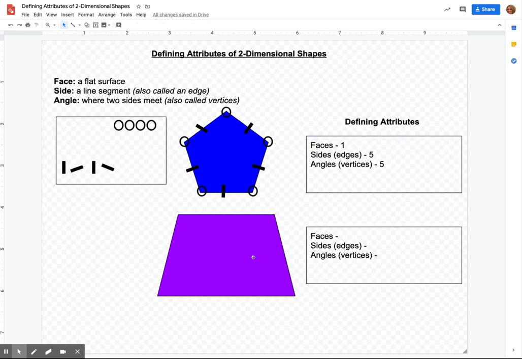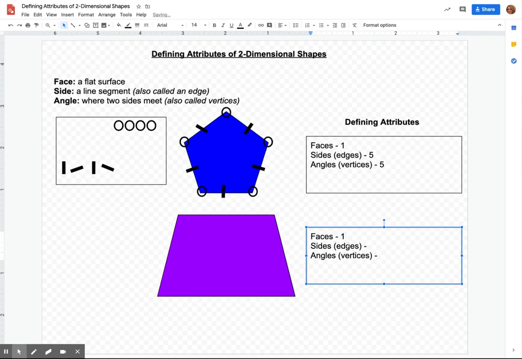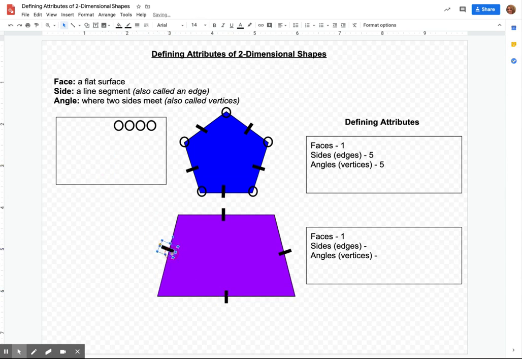So this shape has how many faces? There's only one face on this shape, so I'm going to put 1 next to faces. Then we want to count our sides or edges, and again, I'm going to mark these as I count them. 1, 2, 3, 4. So this shape has 4 sides or 4 edges.